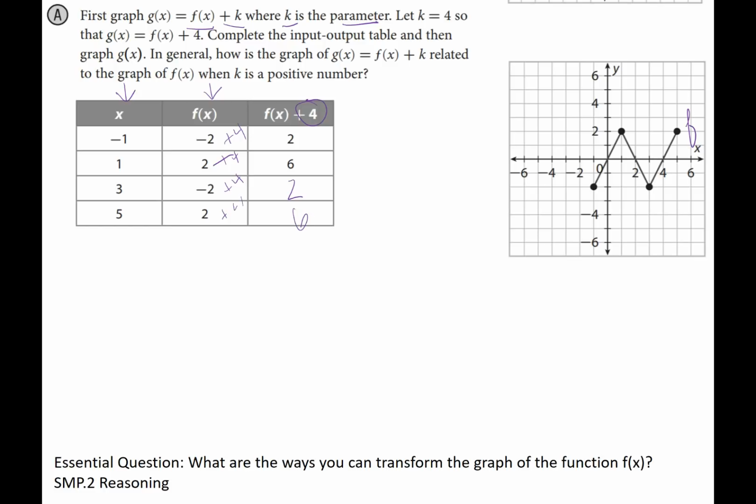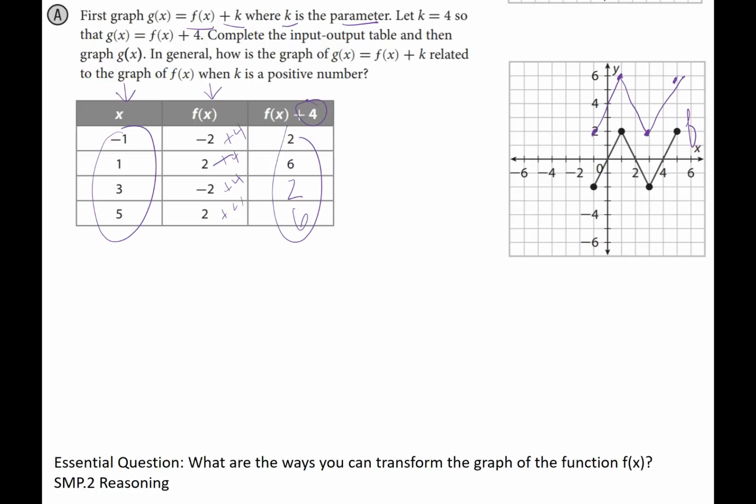So now we're going to plot these x values with this column of y values. So I'm going to go negative 1, 2, 1, 6, 3, 2, and 5, 6. We're going to go ahead and connect those dots.